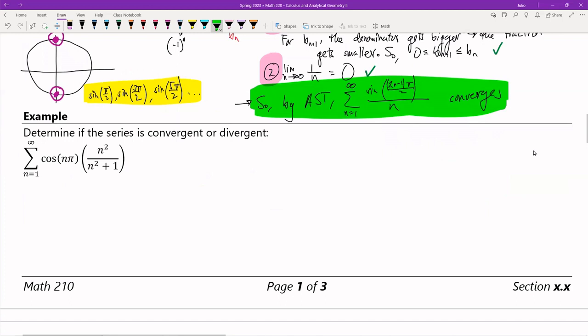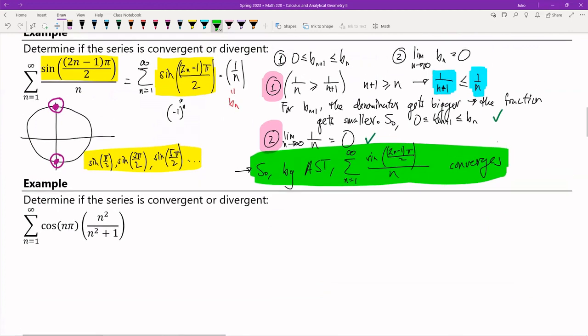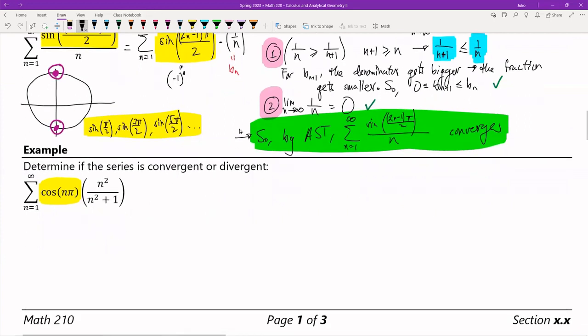Determine if the series is convergent or divergent. Again, this one has, let me bring up the previous one really quick. You can see that thing in yellow that I did earlier? Cosine of n pi does the exact same thing. So let me explain that one. I'm going to go ahead and slap down another unit circle here, unit oval. Okay.